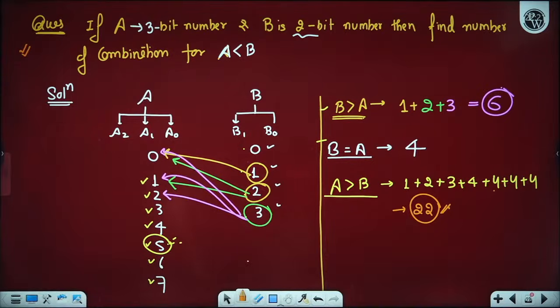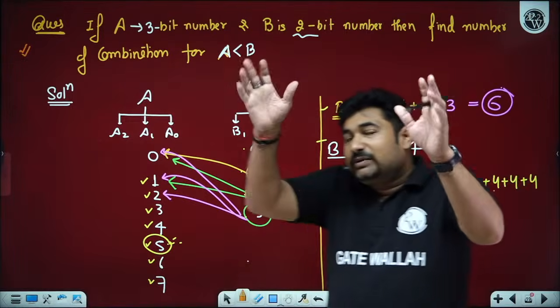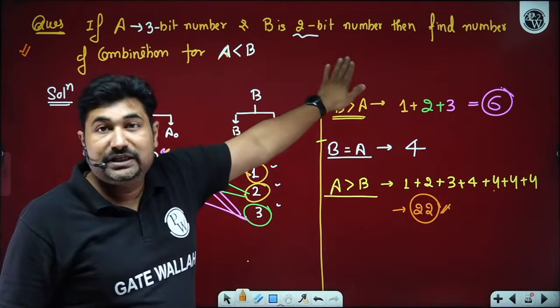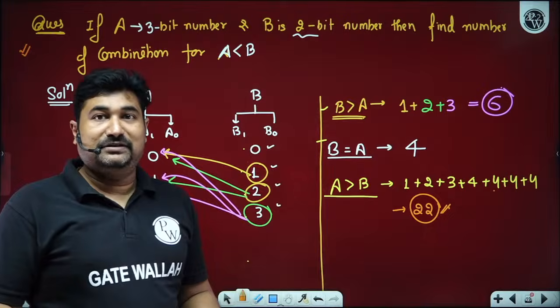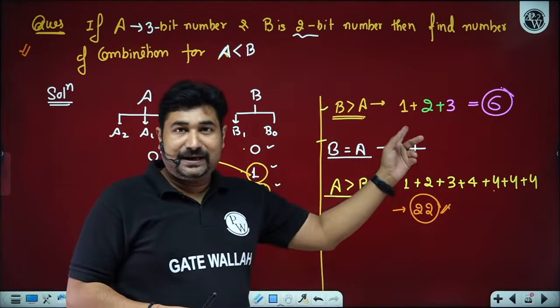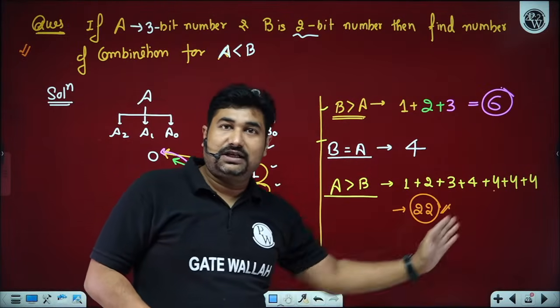I have made this very easy. So from now onward, you can easily solve for any number of bits. Can you find for 5? If A is 5 and B is 2, can you find? Yes, sir. We will start with a lower number. First find the lower number, higher, then equal, and then we can subtract from the total.